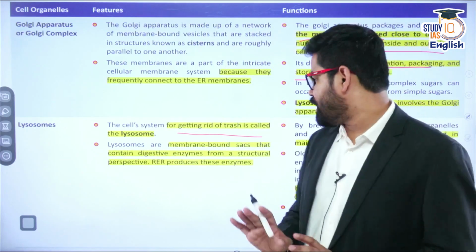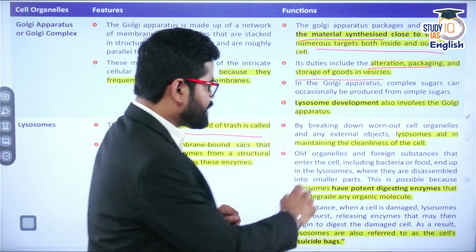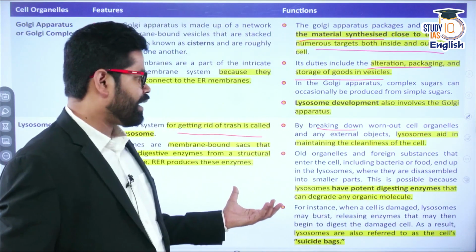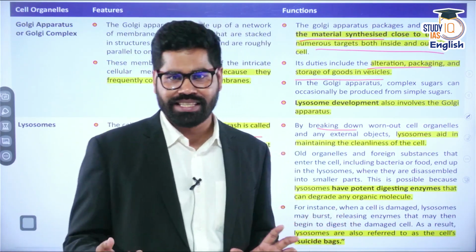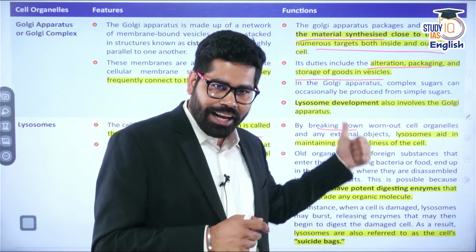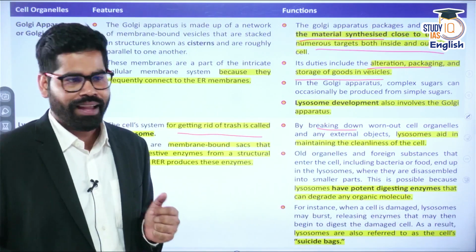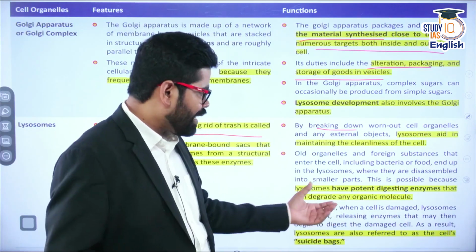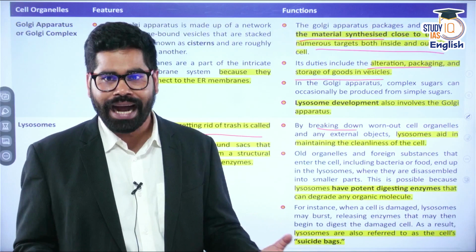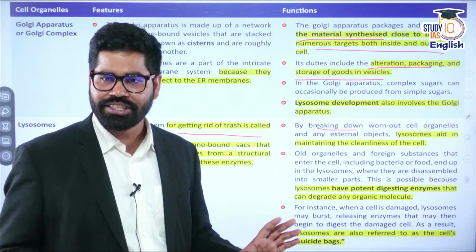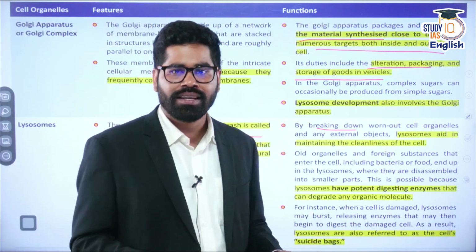So if we talk about them, they are performing one more thing: they break down the worn out cell organelles or any external object. Suppose that some cell organelles have got damaged. Then again the lysosomes will help in moving them or expelling them out of the cell. At the same time, when we talk about damage to any cell, in that case the lysosome bursts and releases enzymes, and these enzymes can result in the destruction of the entire cell, and that's why they are called the suicidal bag.